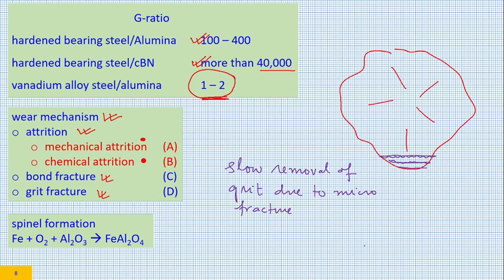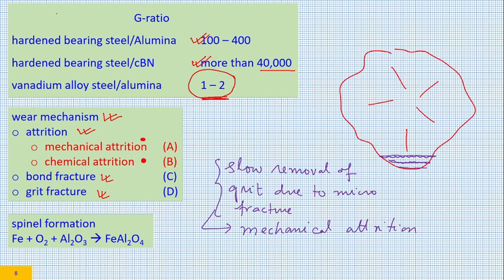Some of the books call them abrasive wear flat or wheel wear flat, but the mechanism is called mechanical attrition. So gradually you lose wheel, wear takes place, your grit becomes blunt because of slow eating away or microfracturing of the grit, and this is called mechanical attrition.